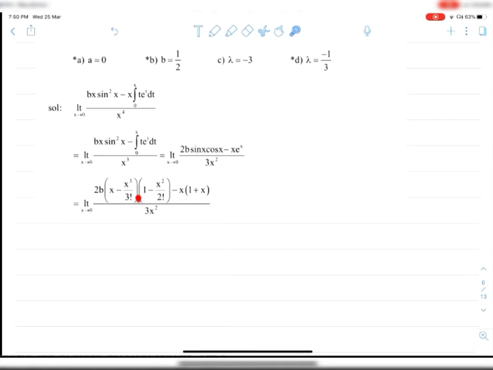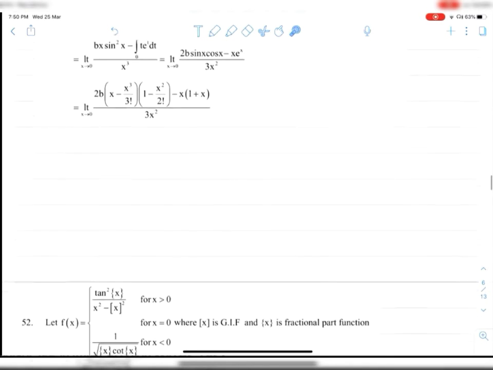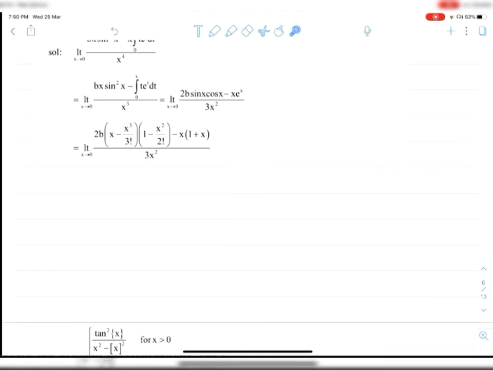2b times (x minus x cube by 3 factor) into (1 minus x square by 2 factor), minus x into 1 factor. Here the degree is x square, so here also the degree must be x square. The coefficient of x is 2b here, and minus x is there, so the coefficient of x must be 0 in this part. So what will we do? 2b minus 1 is equal to 0. A equal to 0 we got from the first equation, and 2b minus 1 equal to 0.